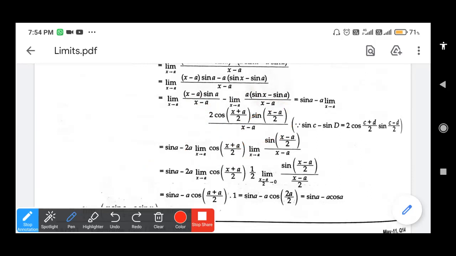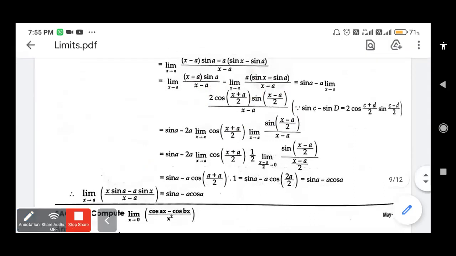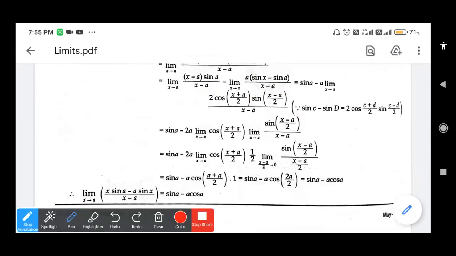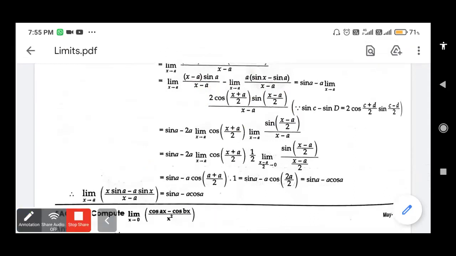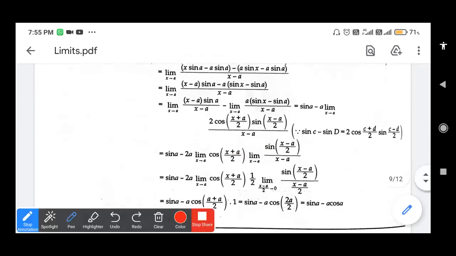Now this part is a bit tricky, so you have to understand it. What are we doing? We have (x minus a) into sin a, whole divided by x. What we did over here, we split these two. After splitting these two, we cancel these two. So what we got? Sin a. So we wrote sin a over here. Clear?